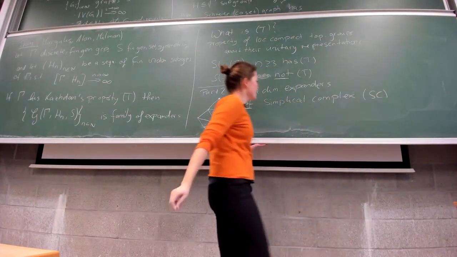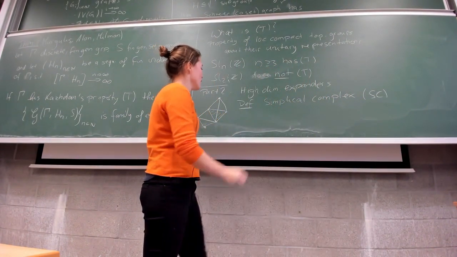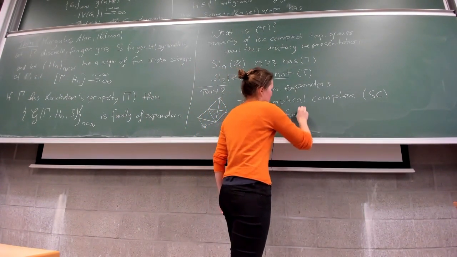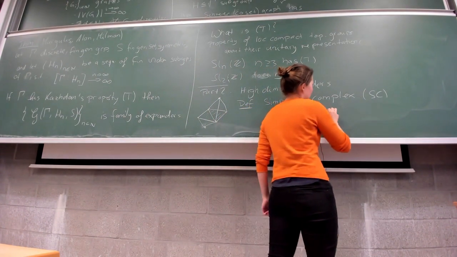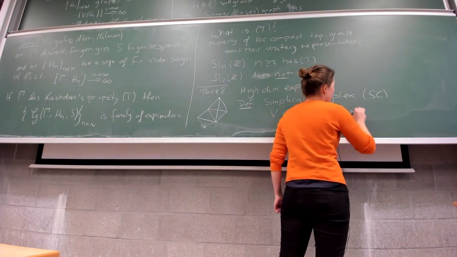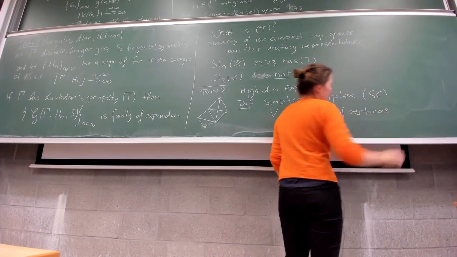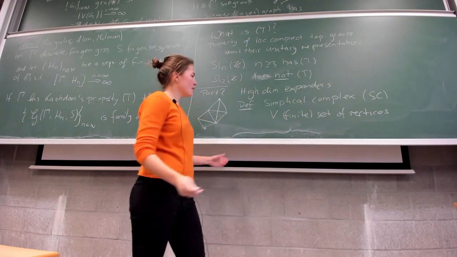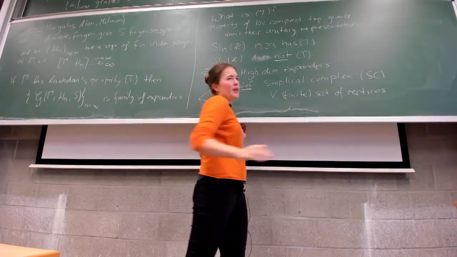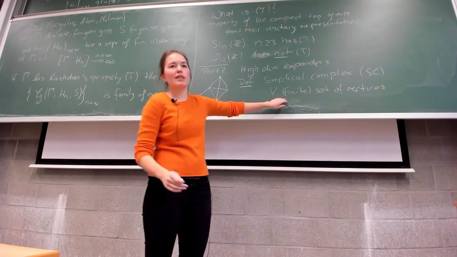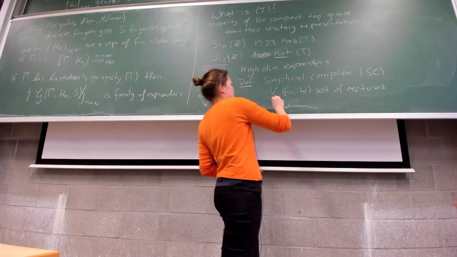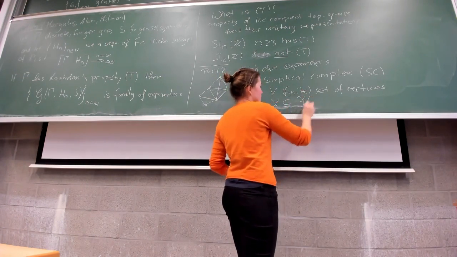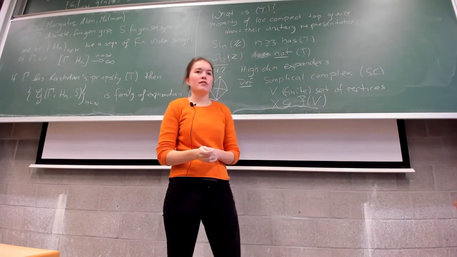I'll mostly write SC for simplicial complex. And for that we need V, a set of vertices. For the definition of a simplicial complex, it doesn't have to be finite. For our application to high-dimensional expanders, it will always be finite. So for me, it's finite. And X will be a collection of subsets of V.